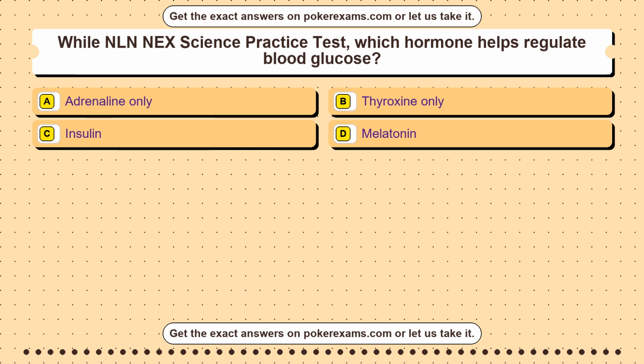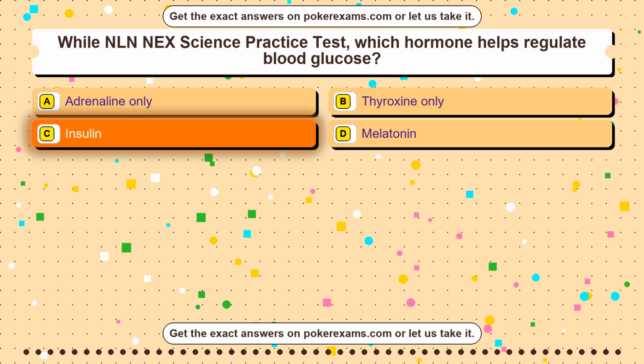Question 27. While Get RLA practice test, which force pulls objects toward Earth? Option A magnetism. Option B static electricity. Option C gravity. Option D friction. The correct answer is option C.